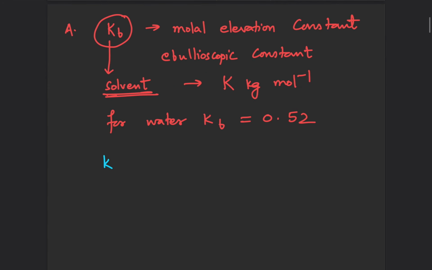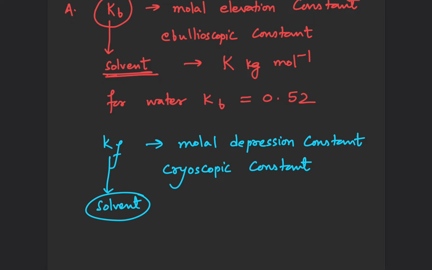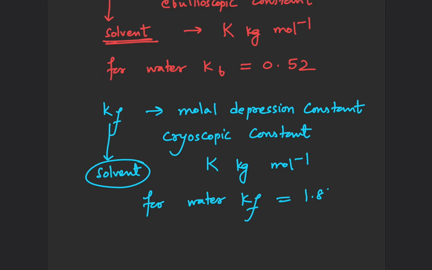Similarly we have Kf. Kf is known as the molal depression constant. It is also known as the cryoscopic constant. So these names are important. Obviously it is also for the solvent. It always makes sense for the solvent. Its unit is the same, Kelvin kg mole inverse. And for water, its value is 1.86. For water, Kf is equal to 1.86, right?